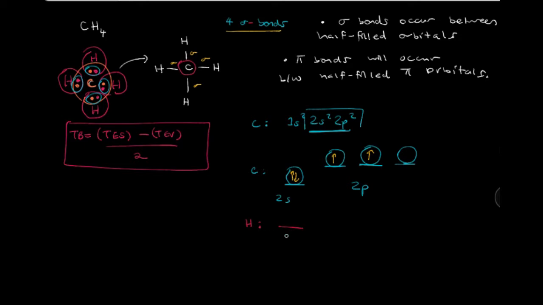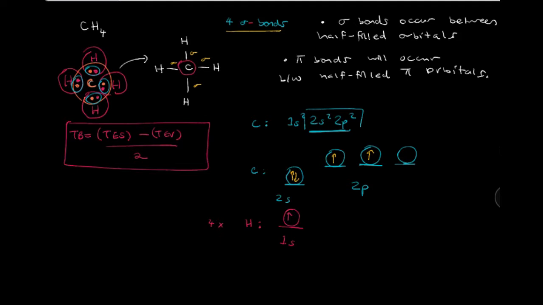Okay, so the hydrogen should just be 1s, right? And this is what it looks like. This is 1s1. There's 4 of them, however. Because there's 4 of them, you would basically need 4 half-filled orbitals. Now you only can see that there's 2 half-filled orbitals. This is a problem. How do I create 4 half-filled orbitals?